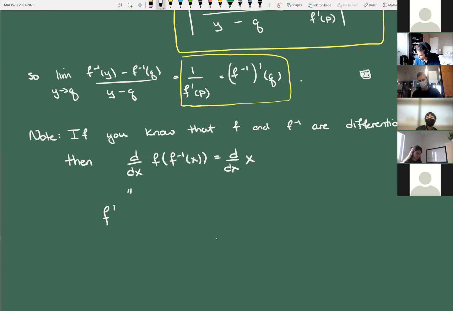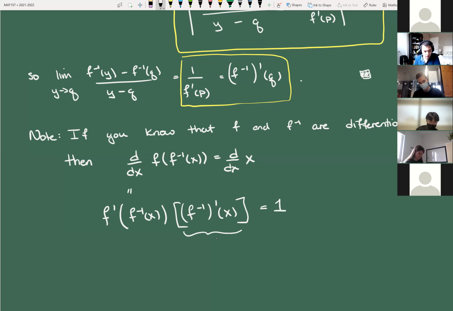Here I'm going to use the chain rule: the derivative of the outside evaluated at the inside, times the derivative of the inside. Let me put this in square brackets just to be clear. That's equal to 1. This is the thing I'm after: the derivative of the inverse function. So all I'm going to do is solve for it, and it is 1 over f prime of f inverse of x. There's the formula.